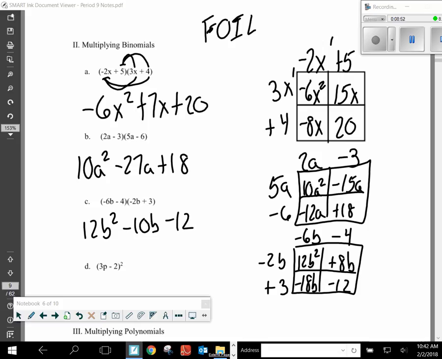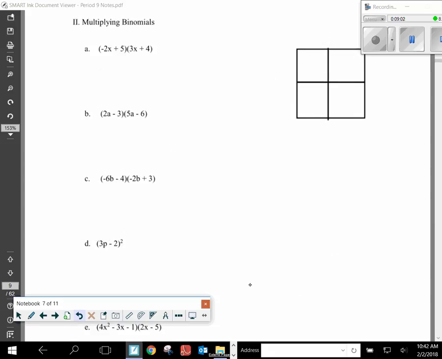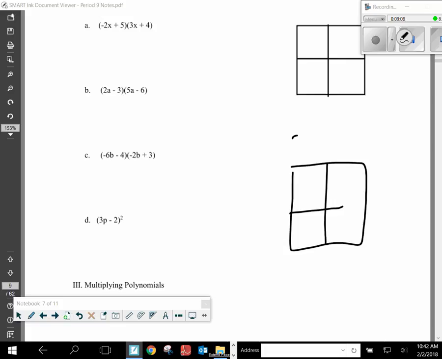The next one's really tricky. A lot of people just want to say 9p squared plus 4, but it's not. Because, let me make a little more room here. All right. If I make my box, 3p minus 2, 3p minus 2. I do get the 9p squared, and here's that positive 4 that some of you might have went ahead and found.